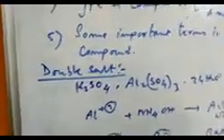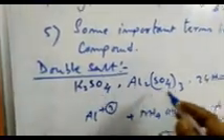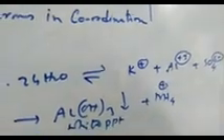When a double salt is ionized, it will be dissociated into all its constituent ions. Say potassium sulfate and aluminum sulfate, which means it's your alum. Alum has been dissociated into potassium ion, aluminum ion, and sulfate ion.